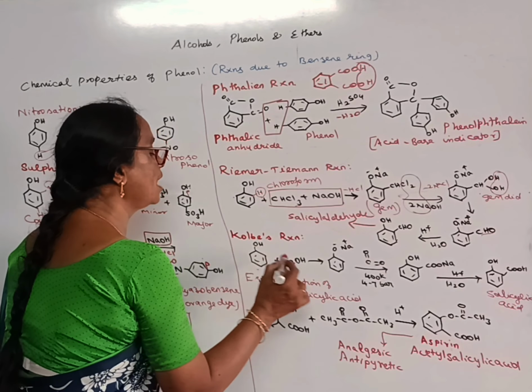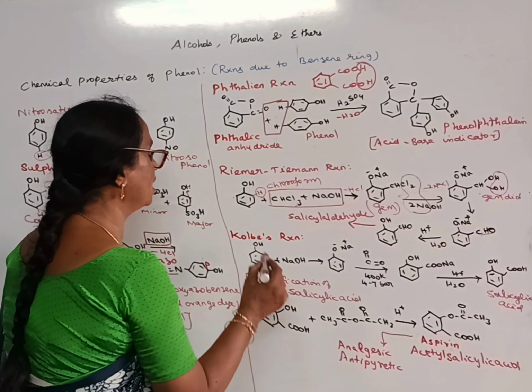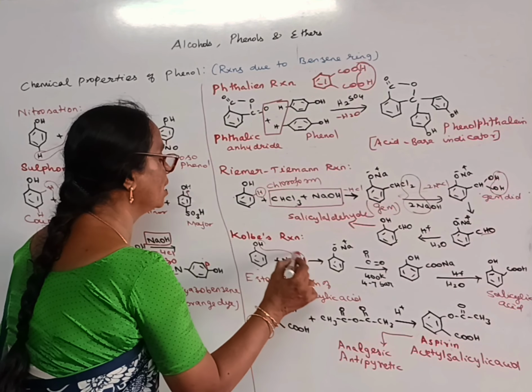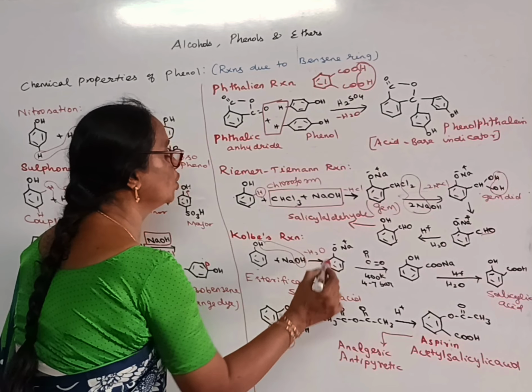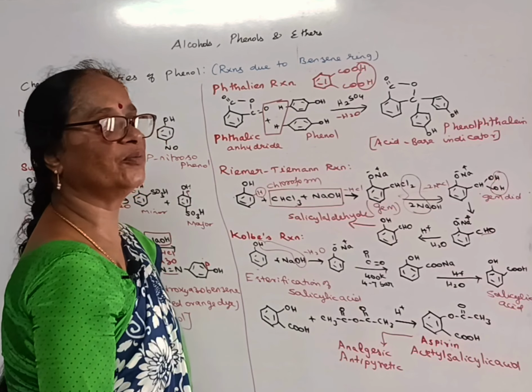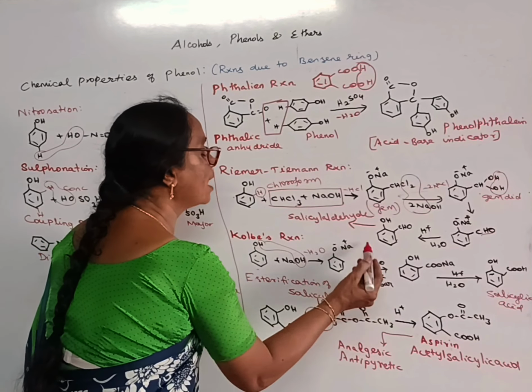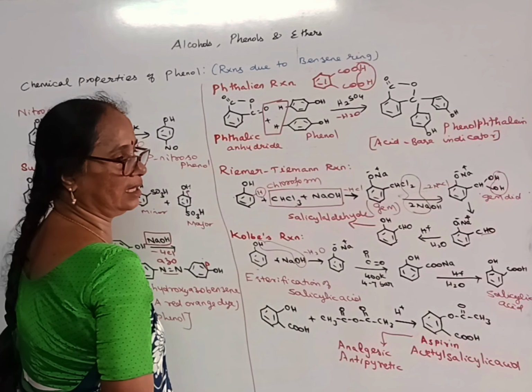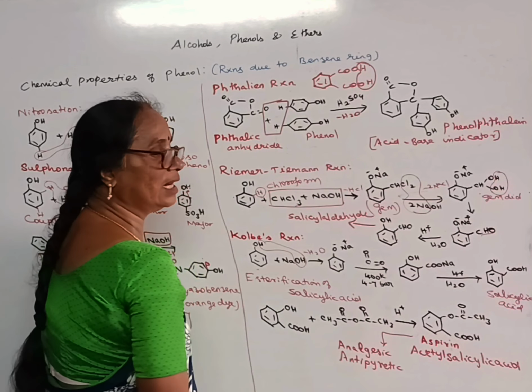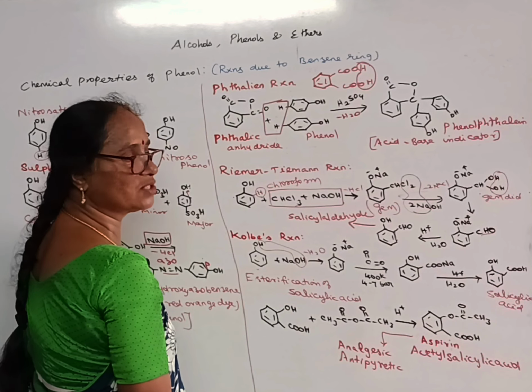First of all, phenol is converted into sodium phenoxide by the loss of a water molecule, minus H2O. So we are getting sodium phenoxide, to which carbon dioxide is added at a temperature of 400 Kelvin and 4 to 7 atmospheric pressure.